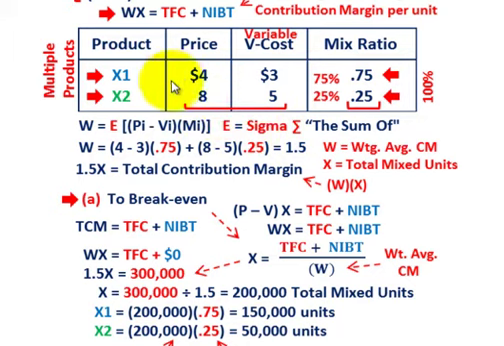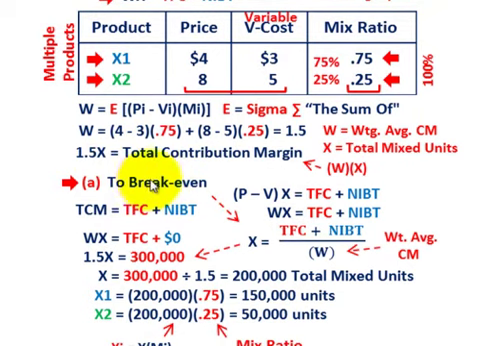It's just a matter of summing our different products together, looking at the individual contribution margin, price less our variable cost, times that mix ratio. So we got our W, weighted average contribution margin on a per unit basis, of 1.5. Our total contribution is going to be X number of units, the total mixed units as we call them. W is 1.5 times X units equals our total contribution margin, W times X.